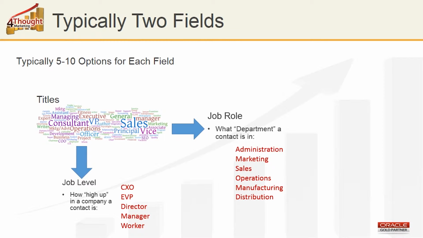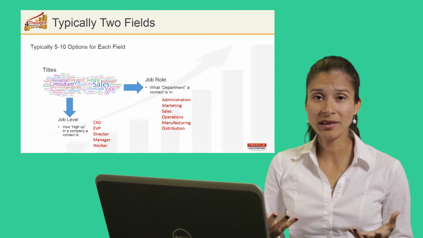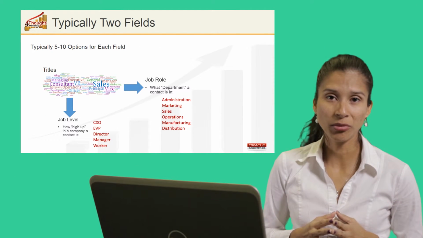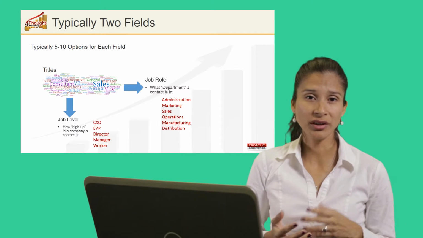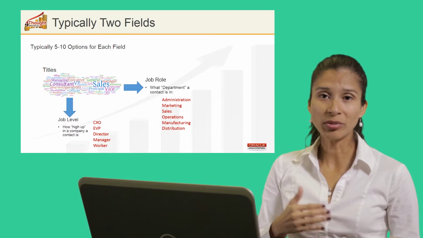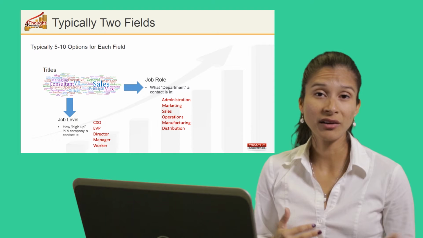And we also have job role. Job role is about the department that a person works in, for example, administration, manufacturing, operations. However, both job levels and job roles will vary from company to company.